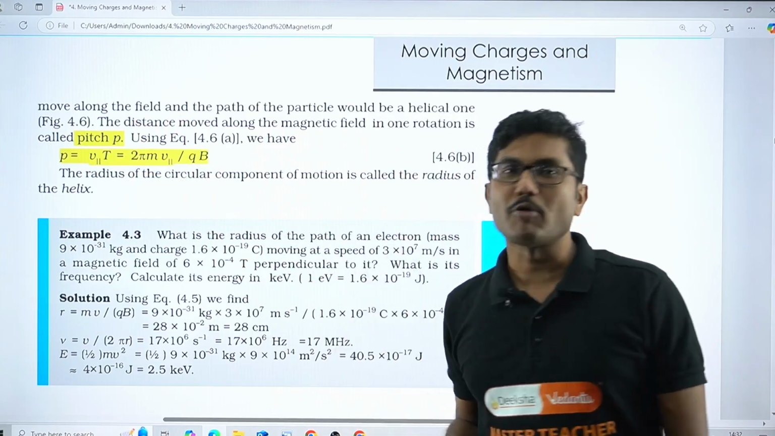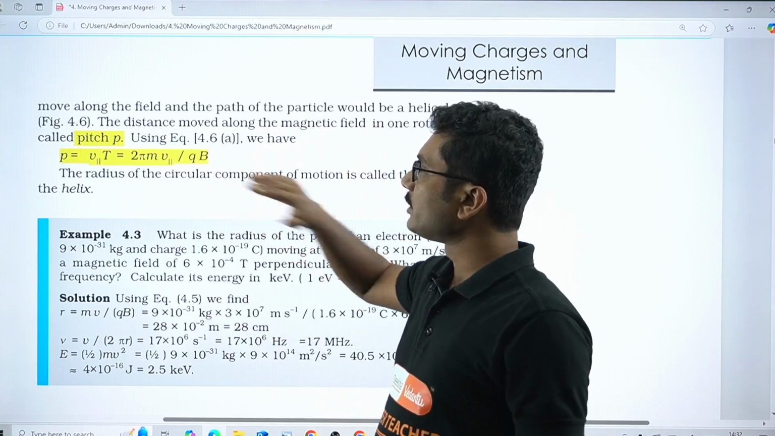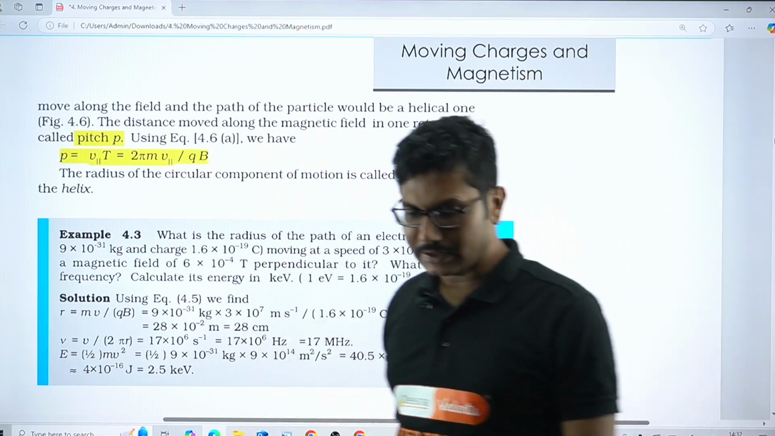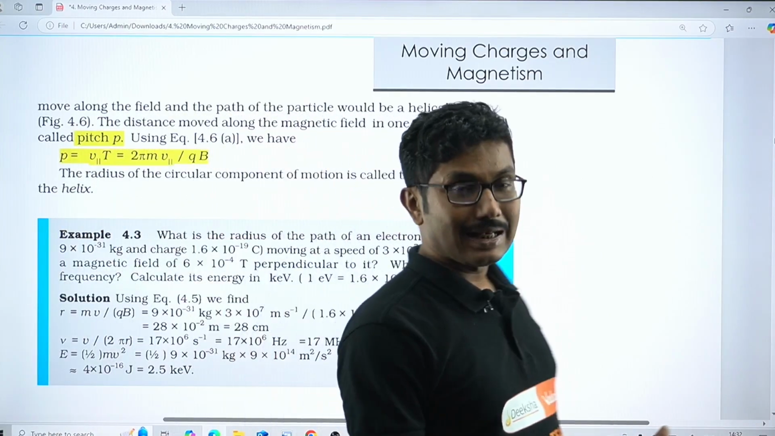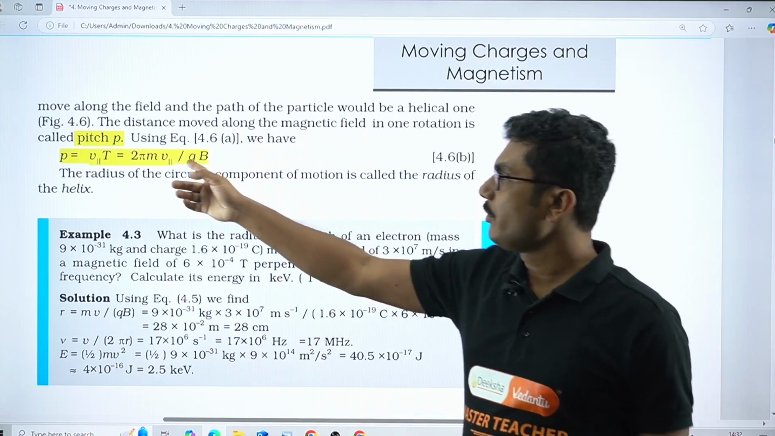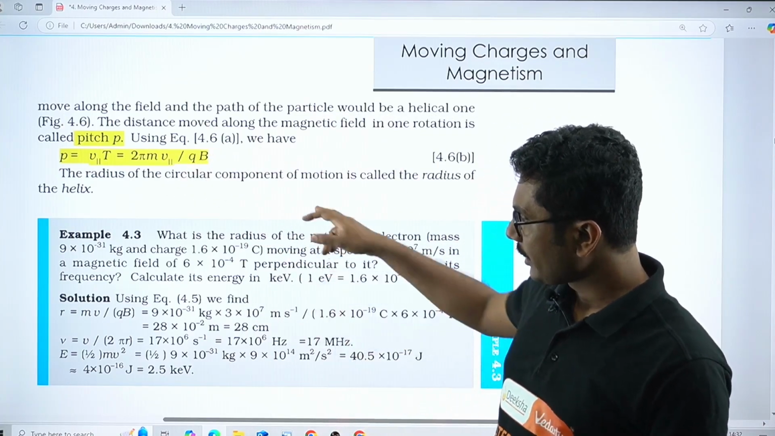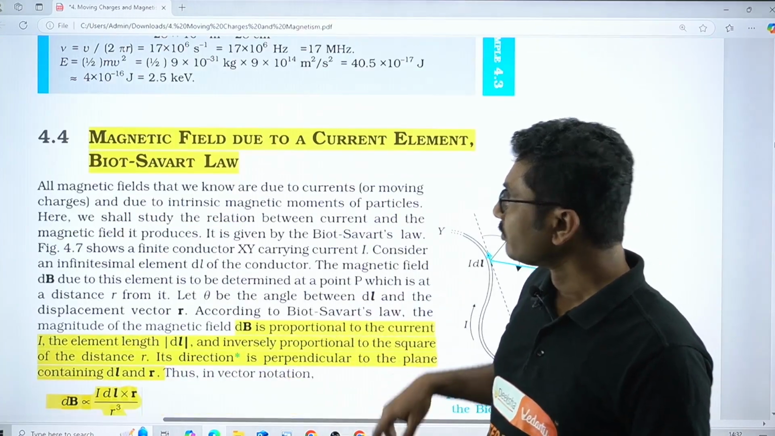This formula is important only for your competitive exam. It is not important for the board exam, but pitch is sometimes asked in competitive exams. They will give you the value of velocity and an angle, and based on that you have to calculate the pitch. You can check this solved example. They have solved one example.